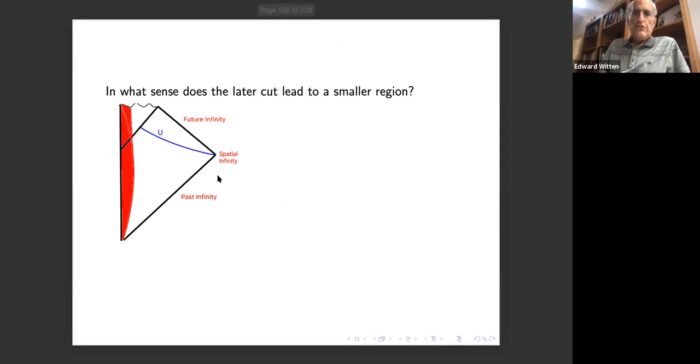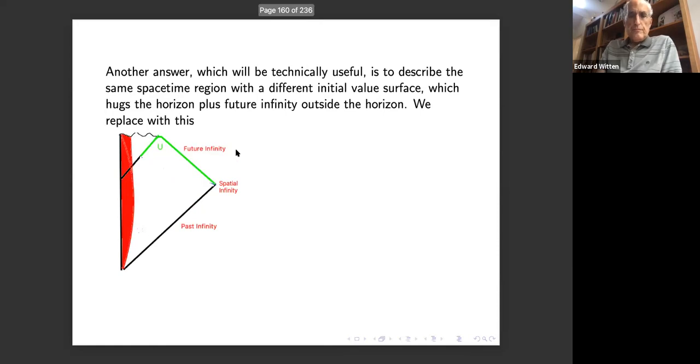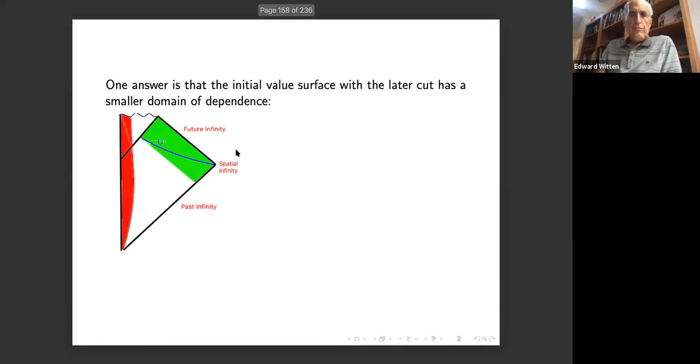Well, in what sense does the later cut lead to a smaller region? So in what sense is V smaller than U? Well, one answer is to look at the domain of dependence. So the region U has the domain of dependence that I've drawn in green. All the physics in the green region is determined by what there was on U. And here's the domain of dependence of the V region. So you see that U predicts the physics in a larger portion of space-time than V.